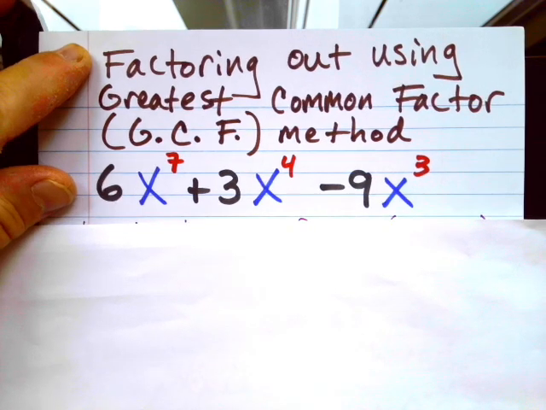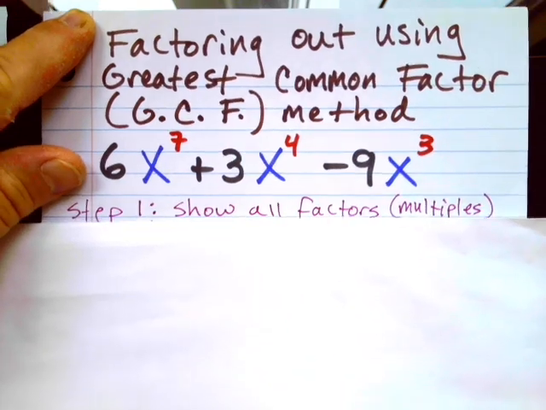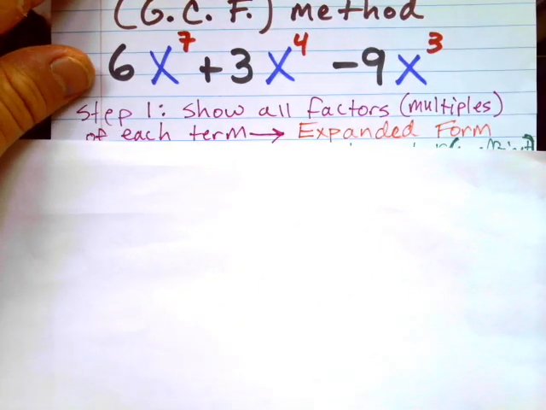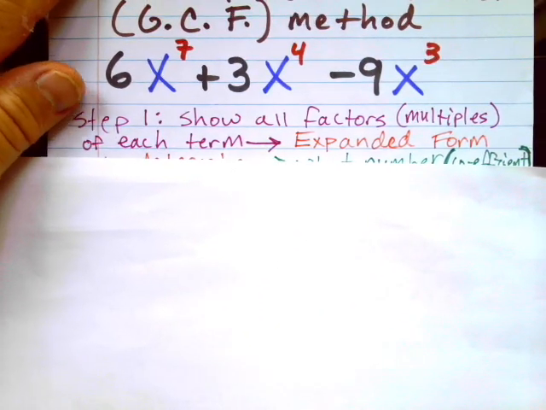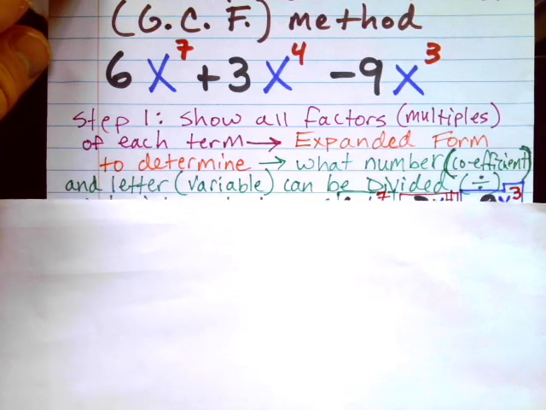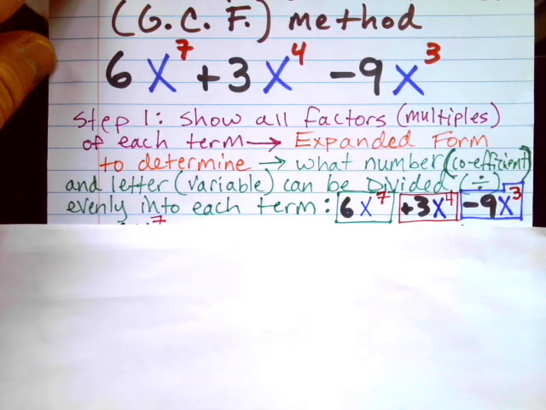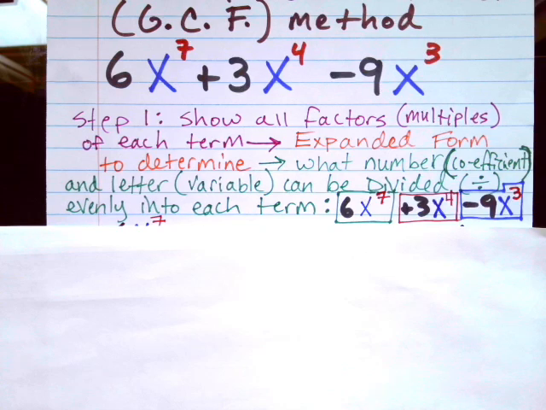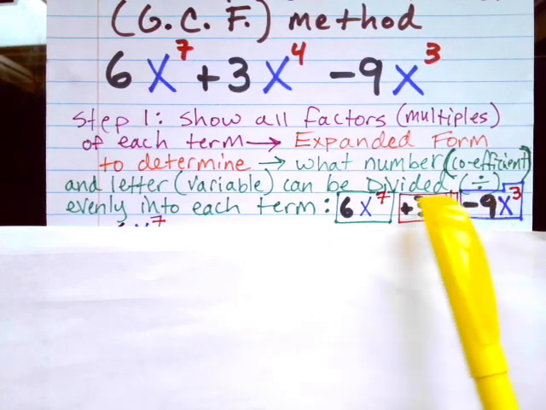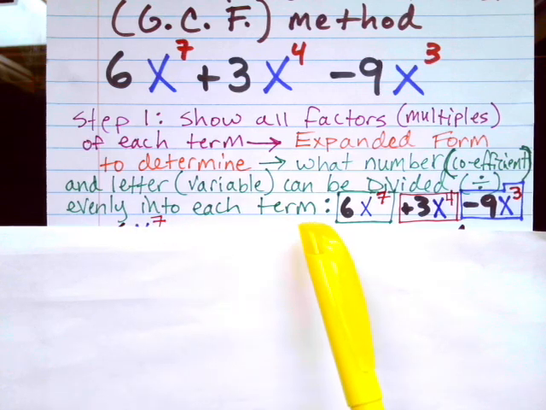I'd also like to show you the expanded form method for those of you that may not be familiar with what terms can be divided evenly. So again, show all factors multiplying up for each term, expanded form, to determine if you need that help. No problem doing that. It's absolutely the equivalent. What number or coefficients and letter, the variable, can be divided evenly into each of the terms, right?